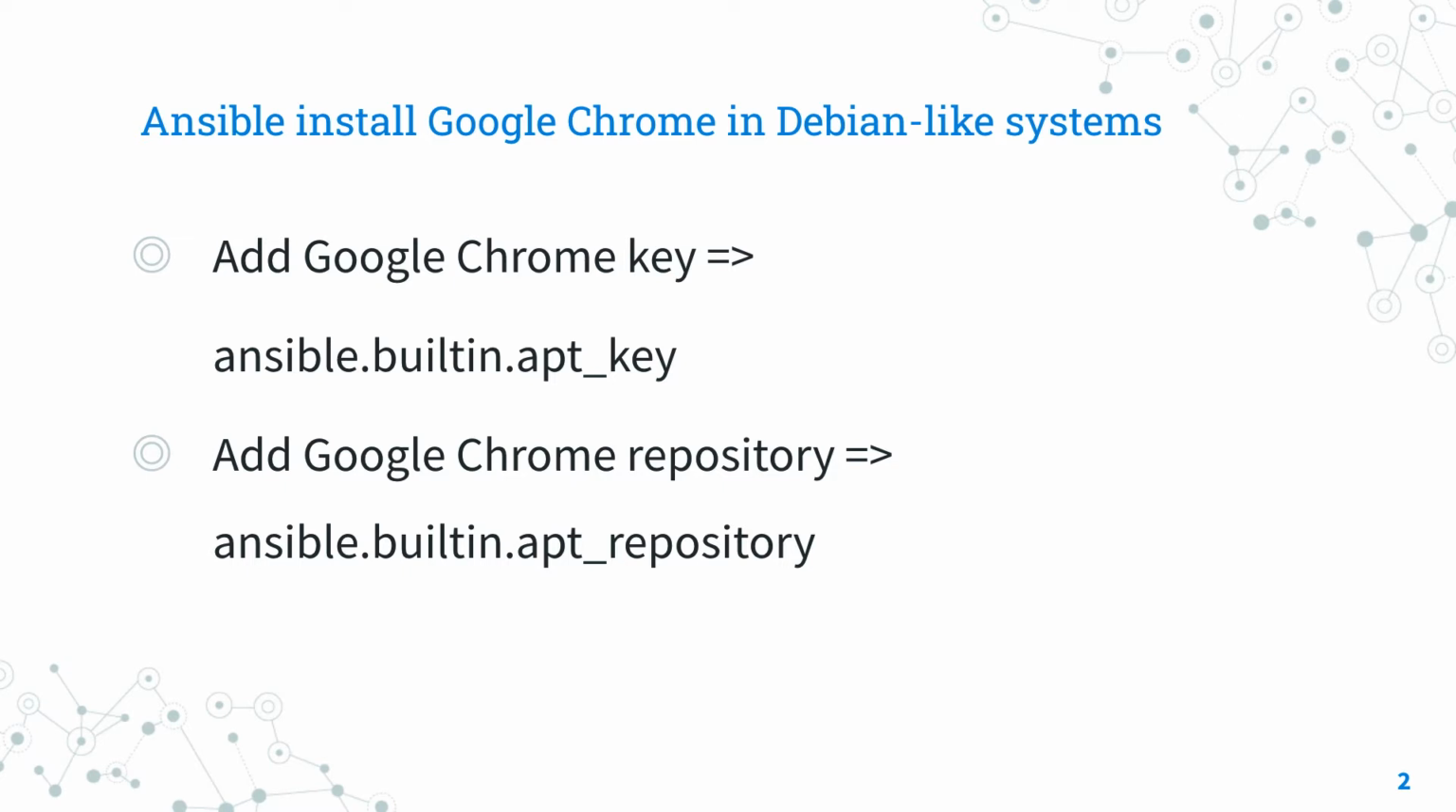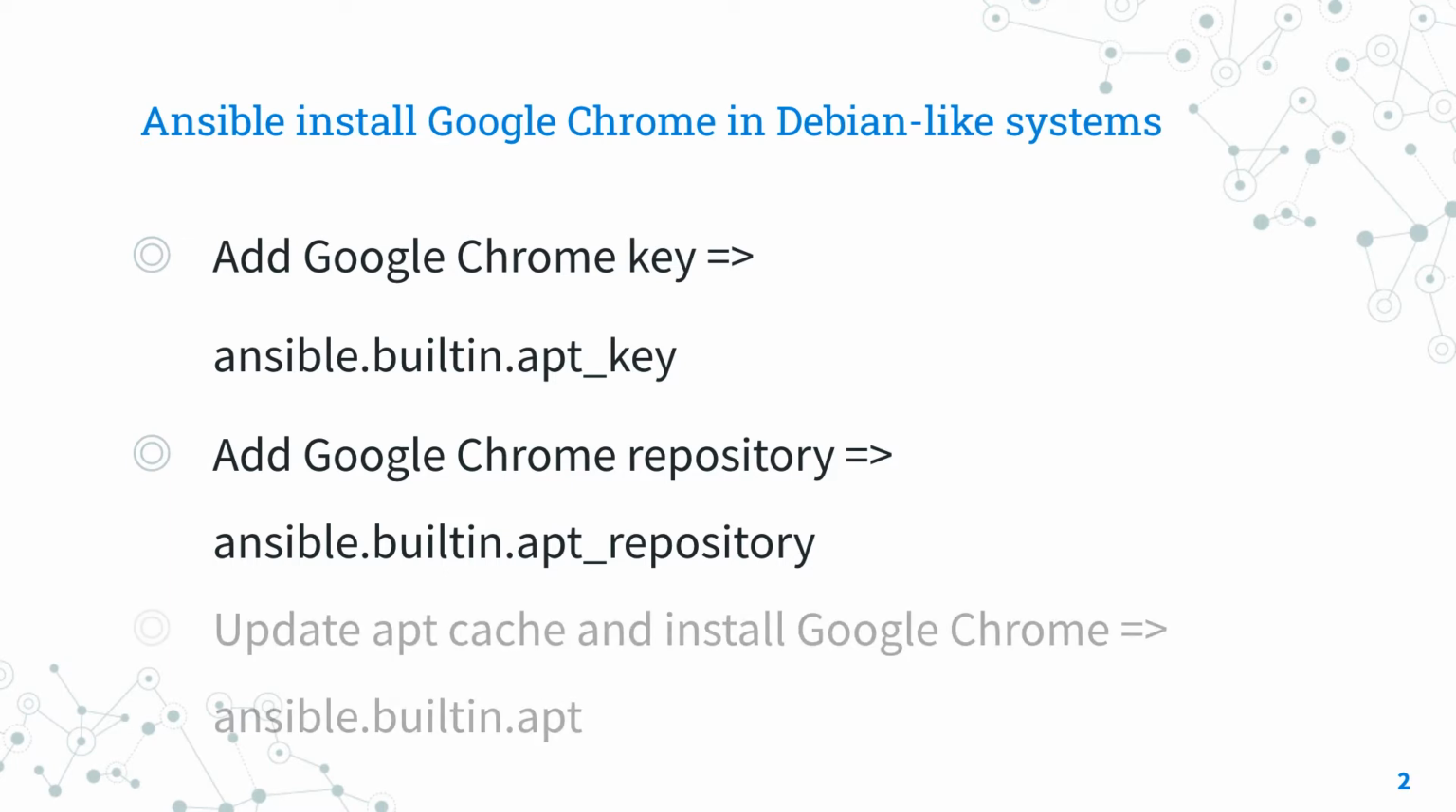You are going to use the ansible.builtin.apt_repository Ansible module. The third step is to update the apt cache for the available packages and install Google Chrome using the ansible.builtin.apt Ansible module. Seems too complicated. It is not. I will show you.